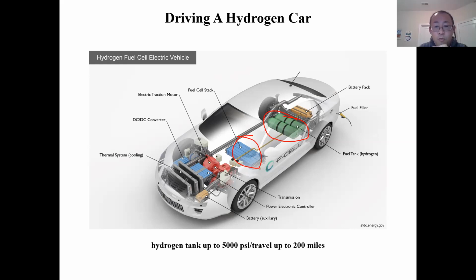The cell then provides electricity to run the electric motor and DC converter, and also an auxiliary battery that can be used for powering, for example, lights and the vehicle overall. That is how a fuel cell can be used in a vehicle called a hydrogen vehicle.